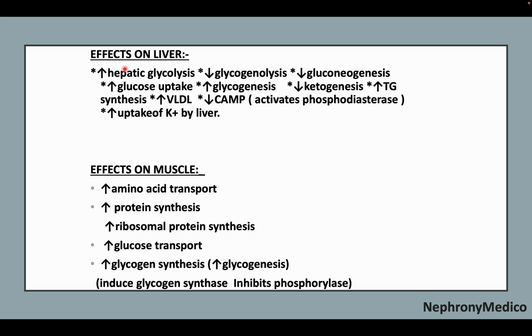Effects on liver include increased hepatic glycolysis, reduced glycogenolysis and gluconeogenesis, increased glucose uptake, glycogenesis and reduced ketogenesis, increased TG synthesis, increased VLDL, reduced cAMP, and increased uptake of potassium by the liver. On muscle, increased amino acid transport, increased protein synthesis, increased ribosomal protein synthesis, increased glucose transport, increased glycogen synthesis, and increased glycogenesis. There is induction of glycogen synthase and inhibition of phosphorylase.